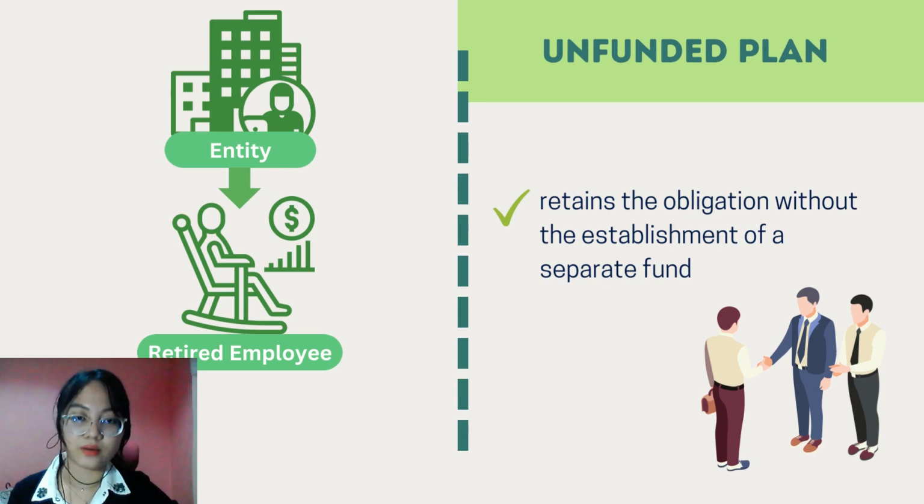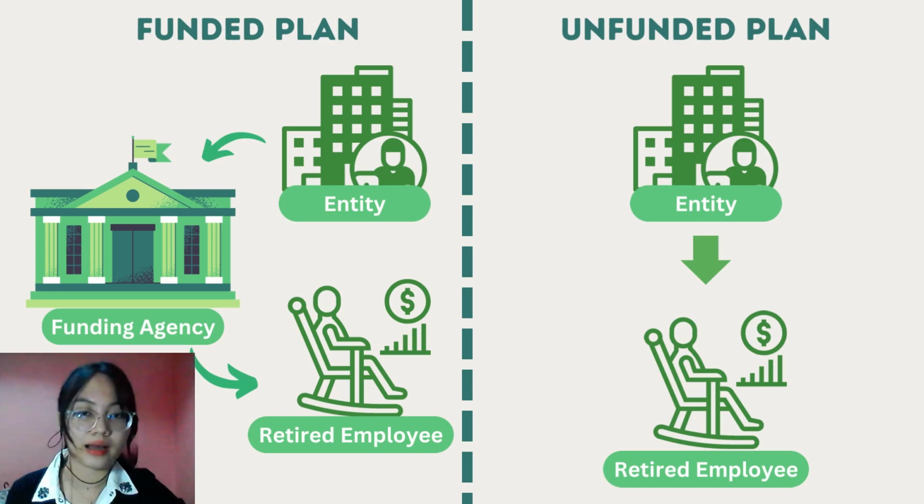The other one is unfunded plan. So, what is unfunded plan? The entity retains the obligation without the establishment of a separate fund. So, dito, hindi ibig sabihin na walang third party or funding agency, wala na silang fund para doon sa retired employees. Pinagkaiba niya lang sa funded plan, walang third party or walang funding agency, pero yung entity, magpa-provide pa rin sila ng obligation nila. So, ito, para mas makita natin ng maayos, funded plan with funding agency involved.